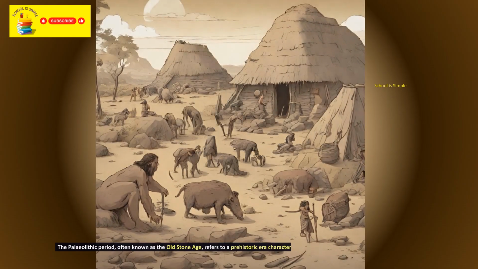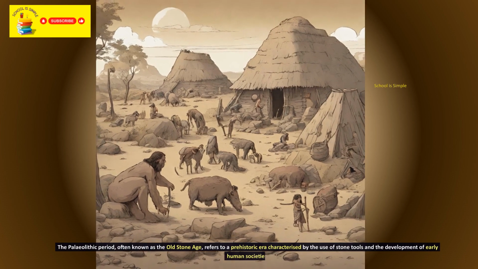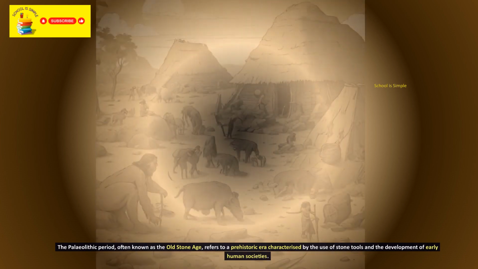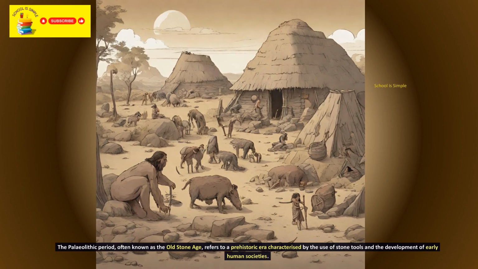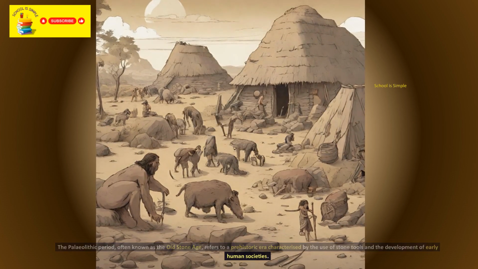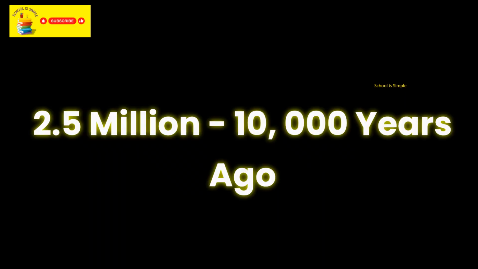The Palaeolithic period, often known as the Old Stone Age, refers to a prehistoric era characterized by the use of stone tools and the development of early human societies. The time range of the discussion under consideration spans from around 2.5 million years ago to around 10,000 years ago.